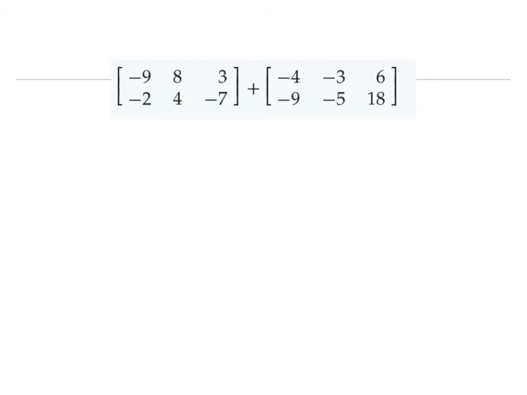Right. So are we just combining it? What is going to go in our upper left-hand corner up here? Negative 13. Awesome. Negative 9 plus a negative 4 would be negative 13.